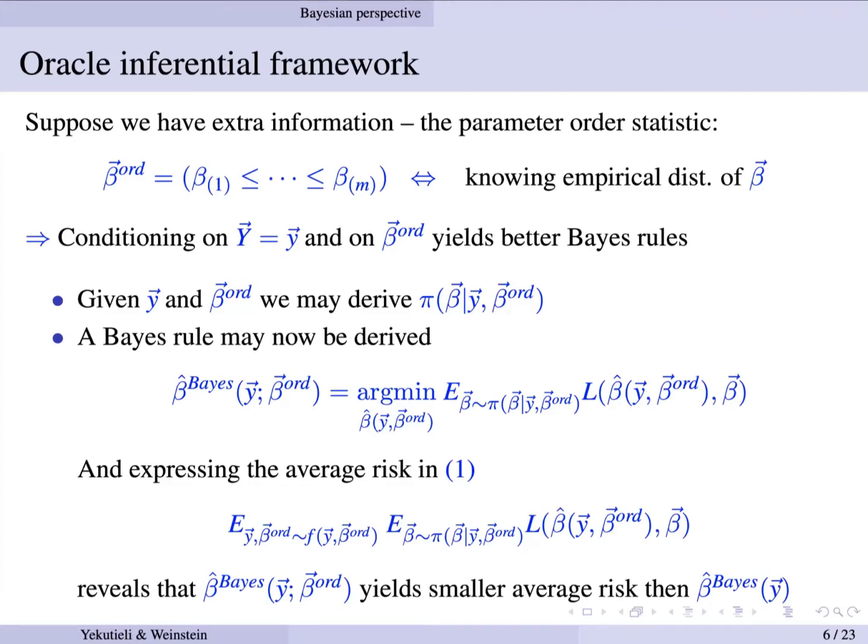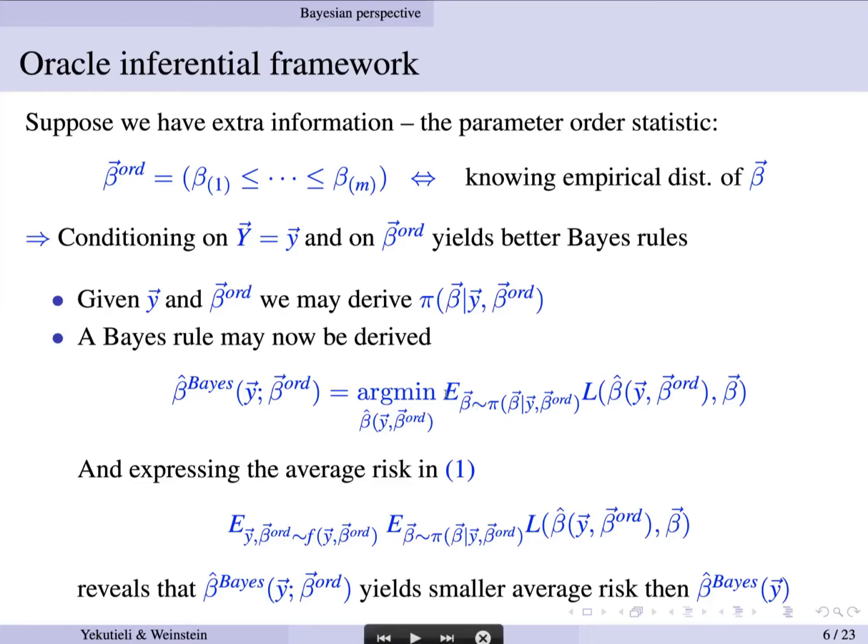Okay, the idea is that I'm looking for my Bayes rule on a finer scale. I can take my Bayes rule as a function both of y and of beta ord. So by definition, I can improve on my Bayes rule. How am I improving? Because my average risk may be smaller, okay? This is standard Bayesian trickery, okay?